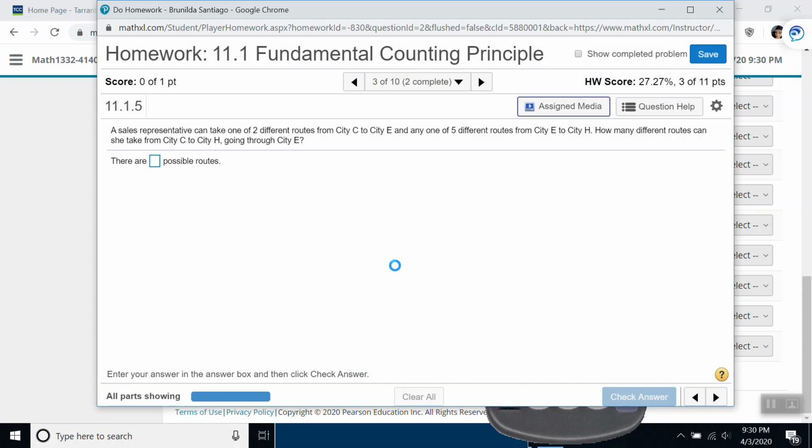A sales representative can take one of 2 different routes from city C to city E. Oh, this is the one that we're going to omit. Don't worry about this one.